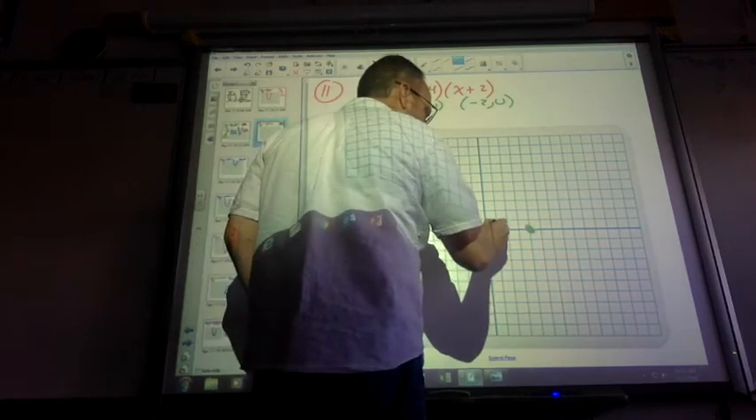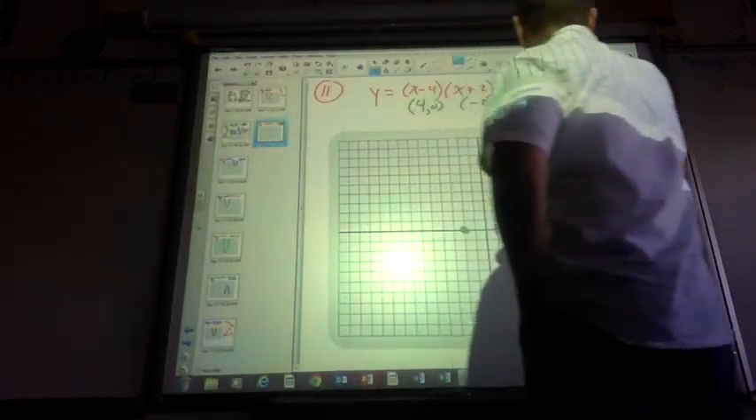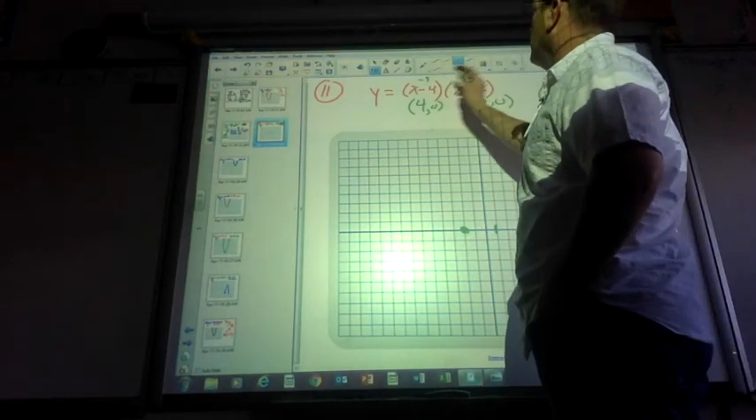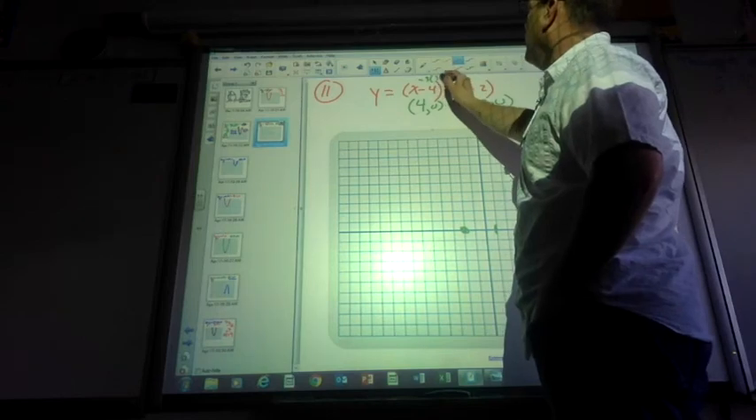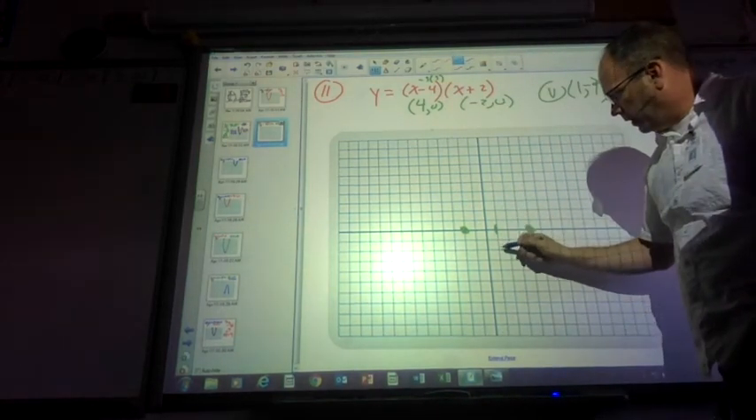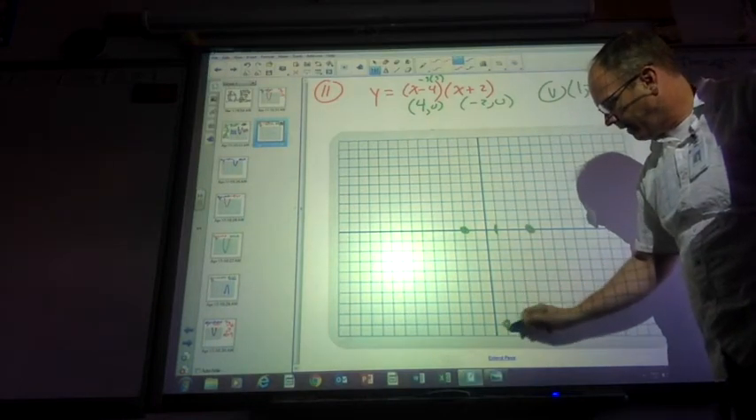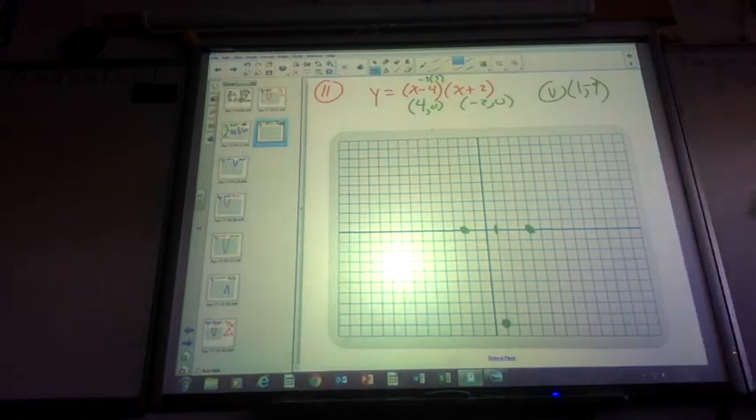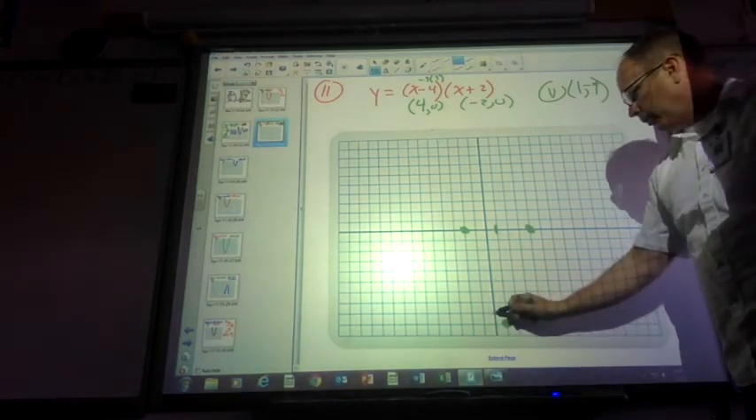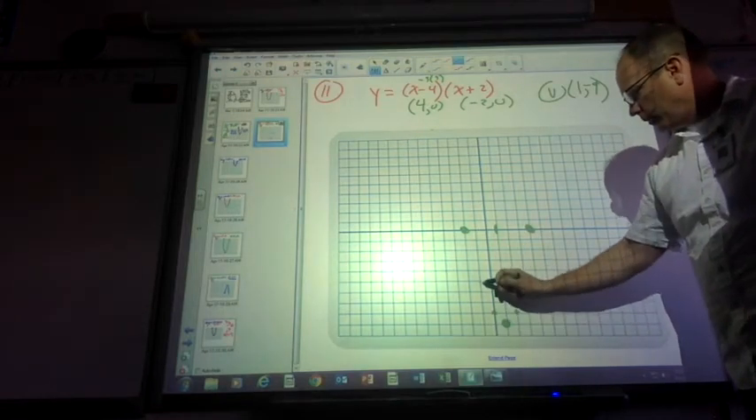So that 1 right there. If I'm going to take that 1, my vertex is going to be at 1, something. So I'm going to plug that 1 in. So 1 minus 4 is negative 3. 1 plus 2 is 3. So I get negative 9. So 1, negative 9. Down there. Okay. And you could pattern graph off this. You can go right 1, up 1. Left 1, up 1. Right 1, up 3. Left 1, up 3.